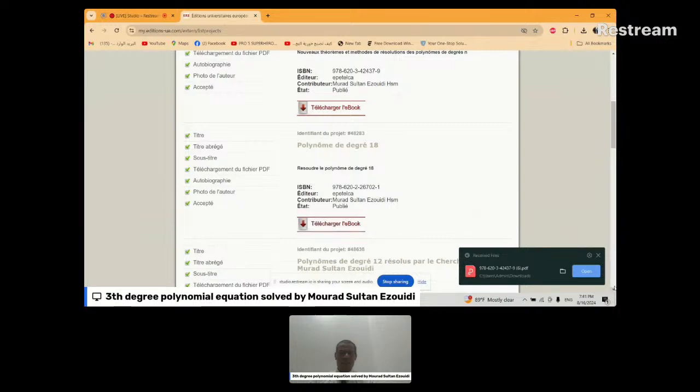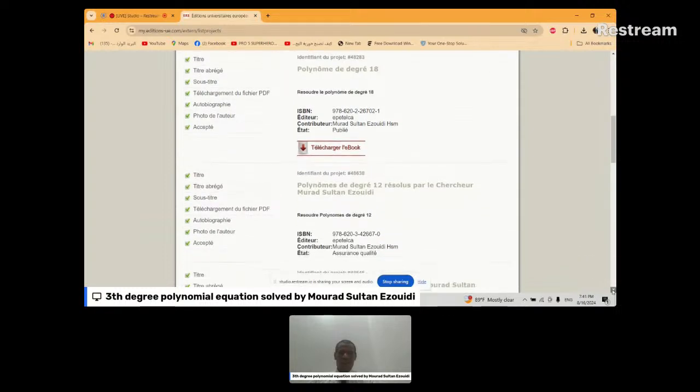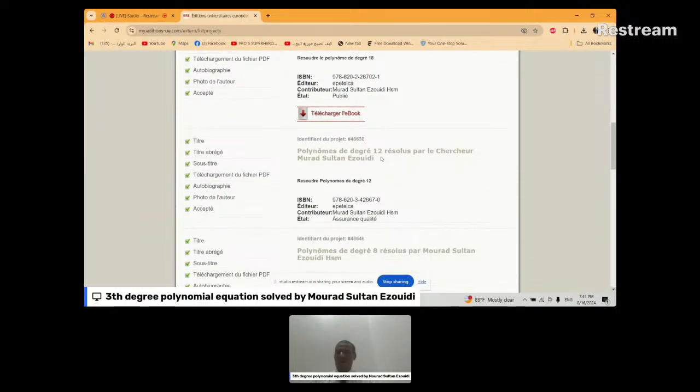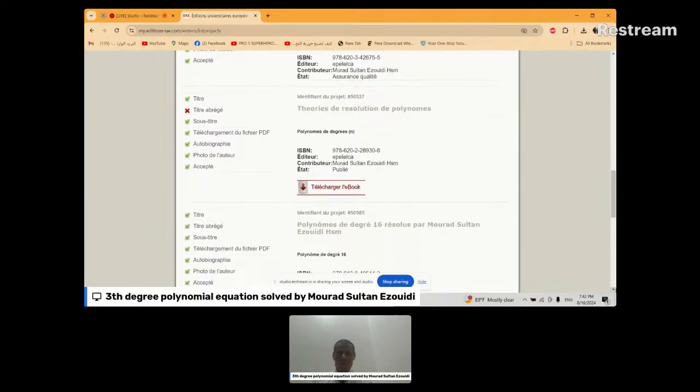This is also, learners, if it is possible, open. See, polynomial to the power 12. This book is written in French. I wanted to write it in English, and I wrote it, but they didn't accept this version. So this is the 12th degree polynomial equation. I solved it. This is for polynomial to the power 8, and so on.